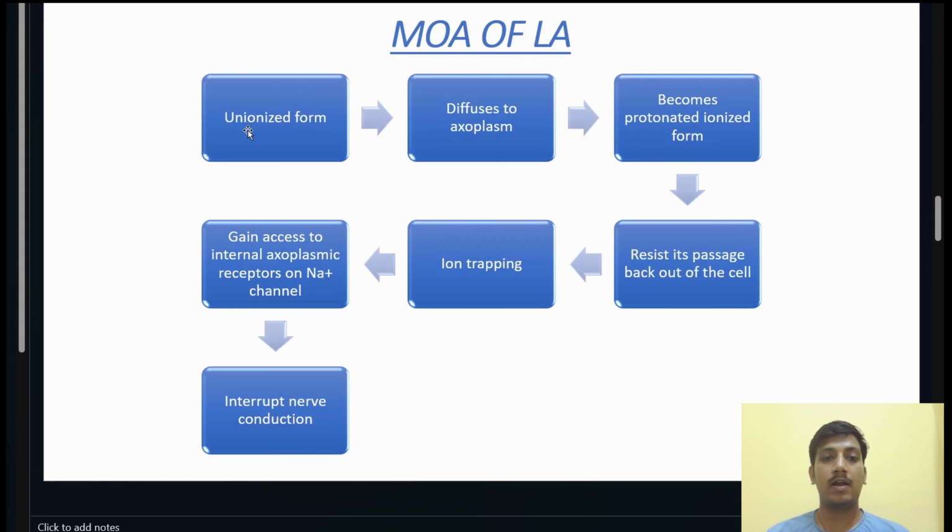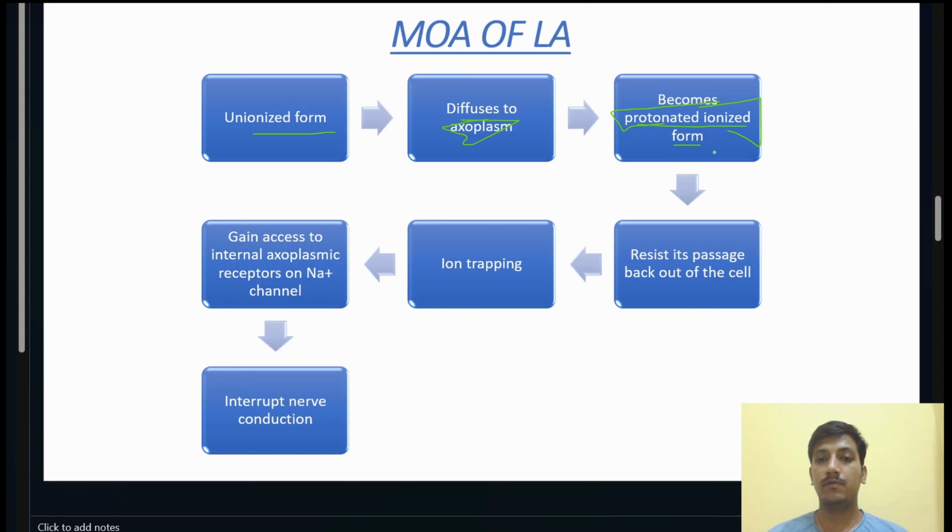Now the unionized form, which was present in the tissue spaces, diffuses to the axoplasm and becomes the protonated ionized form, which is the most stable form of the LA. This protonated ionized form is the main agent which inhibits the nerve transmission.